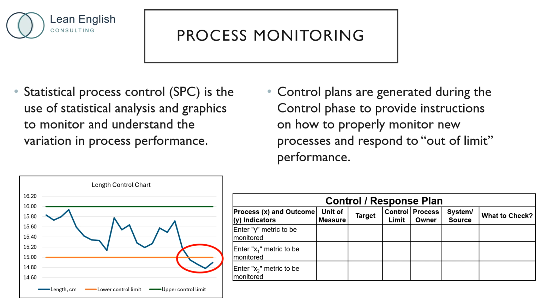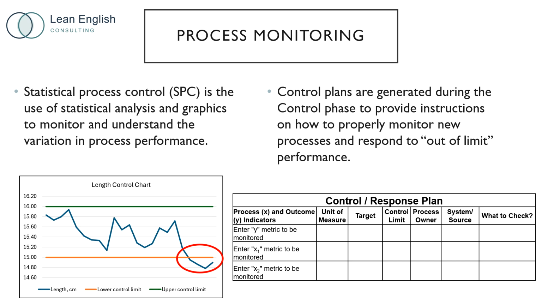Control plans are generated during the control phase to provide instructions on how to properly monitor new processes and respond to poor performance. In the plan on this slide, the Y metric is the outcome measurement, the size of our croissant from the previous example. The X metrics might be the temperature of the oven or the amount of flour being used. The unit of measurement will be centimeters.